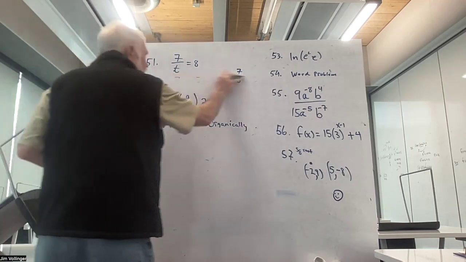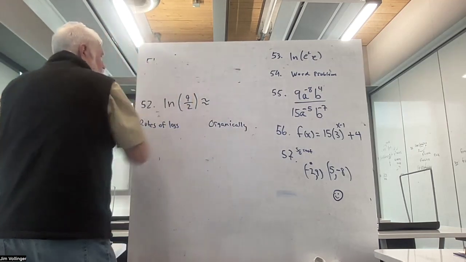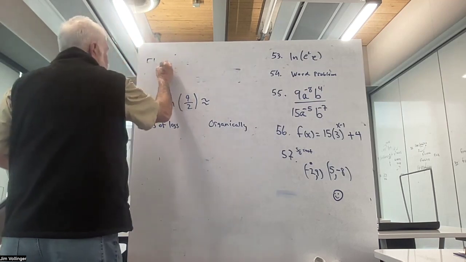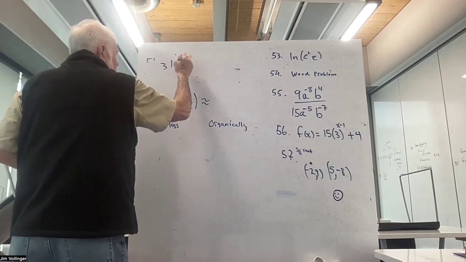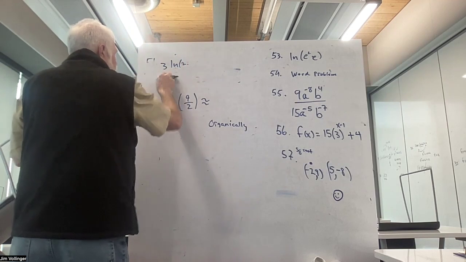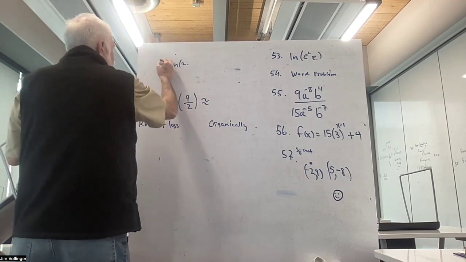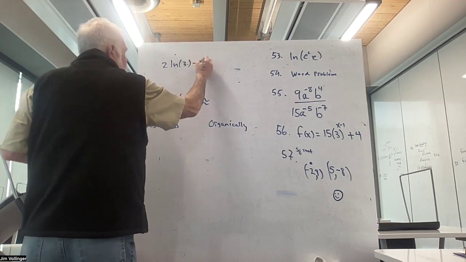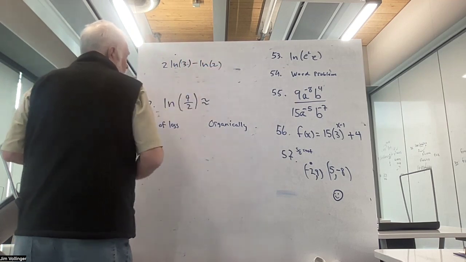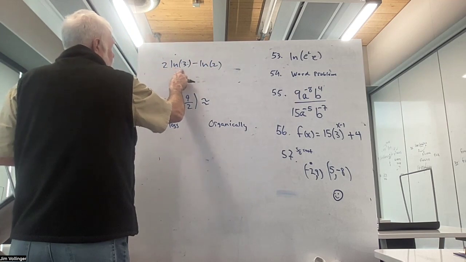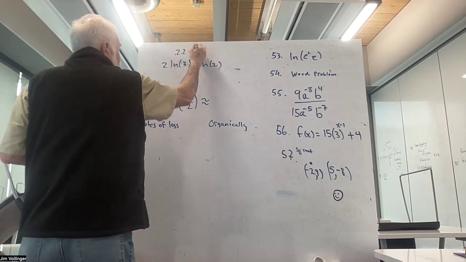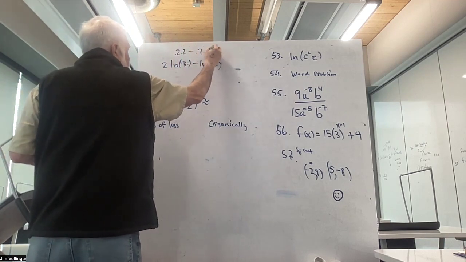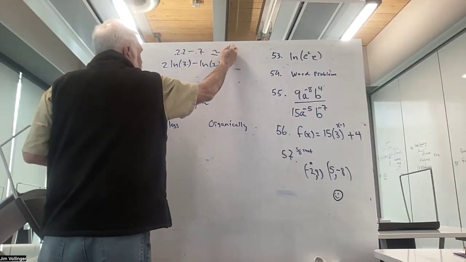The ln of 9/2. We're going to learn how to do that with rules of logarithms. The rules of logarithms would have been 2 ln of 3 minus ln of 2. Okay, that's what we're going to get. So we're going to get 2.2 minus 0.7. We're going to get an approximation of 1.5.